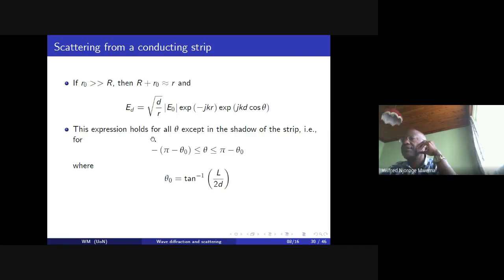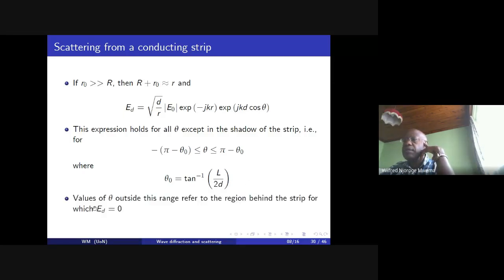And this expression will hold for all theta except in the shadow of the strip. That is, for the angles minus pi minus theta naught less than theta and less than pi minus theta naught, where theta naught is, of course, as shown in the diagram, the arctangent of L, the length of the strip, divided by twice the distance from the line source. So values of theta that are outside this range will correspond to the regions behind the strip, and the direct wave ED is going to be 0 in these regions.